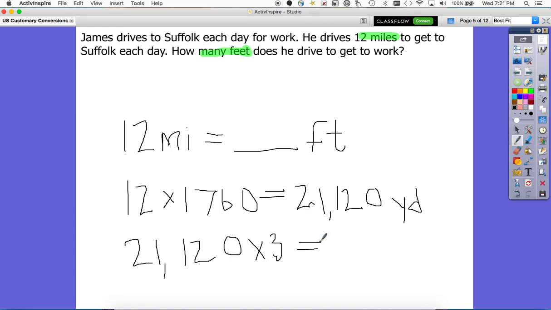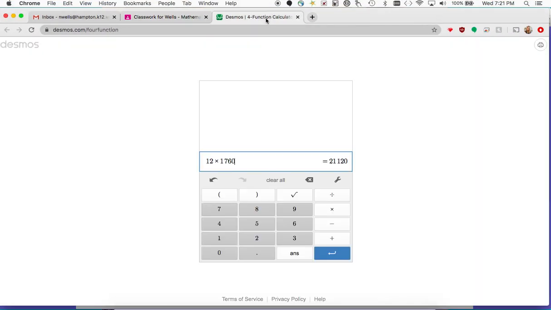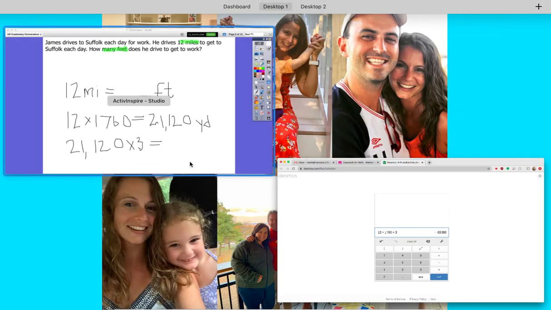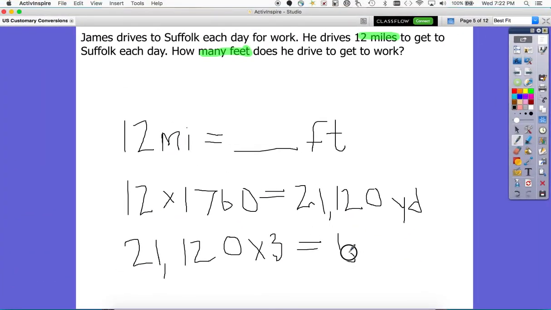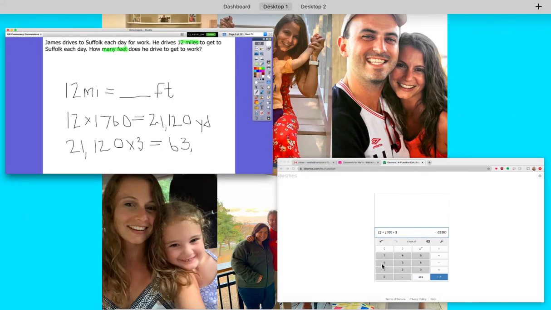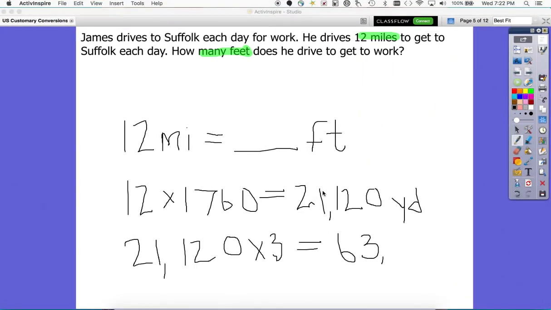That is a terrible 3, but 21,120 times 3. It's still in my Desmos, so I'm just going to hit times 3. 63,360 feet. I forgot, 63,360 feet.